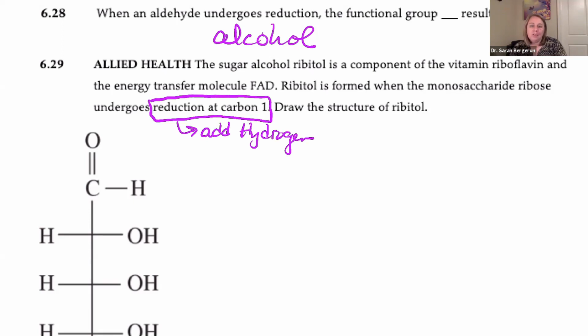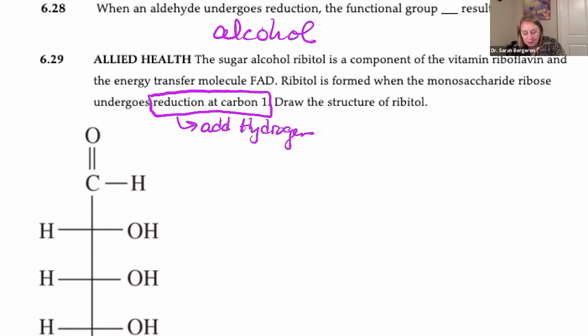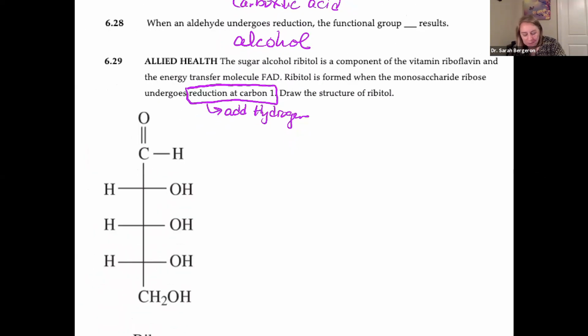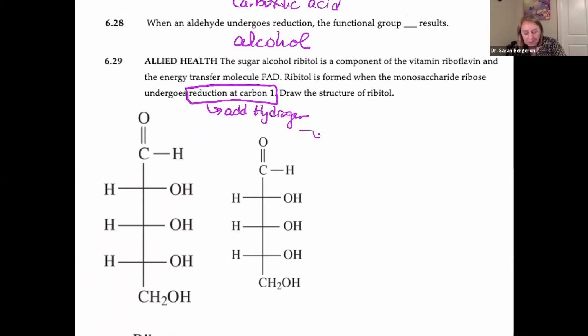Draw the structure of ribitol. All right, so I'm going to cheat a little bit, and I'm going to copy my molecule. Okay, there's my molecule. So what's going to be different? Well, if I want to add hydrogen, that's my reduction. I'm going to add H2.